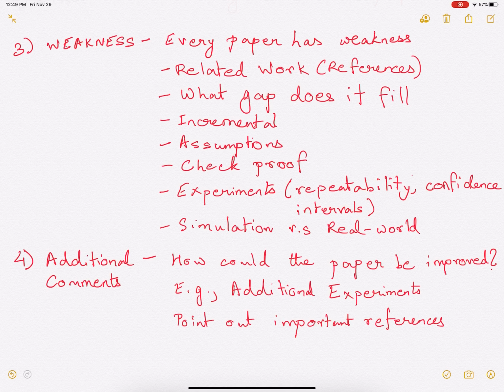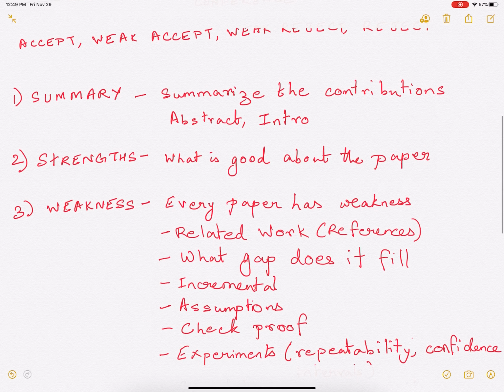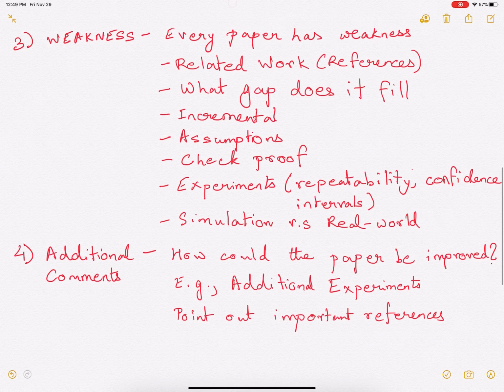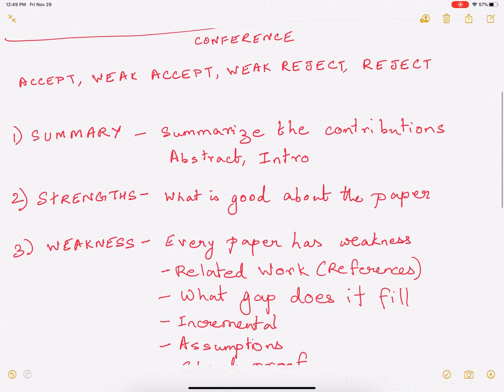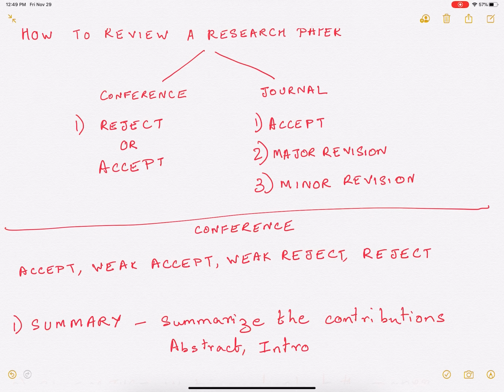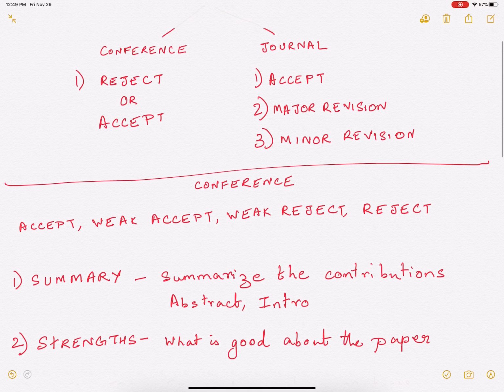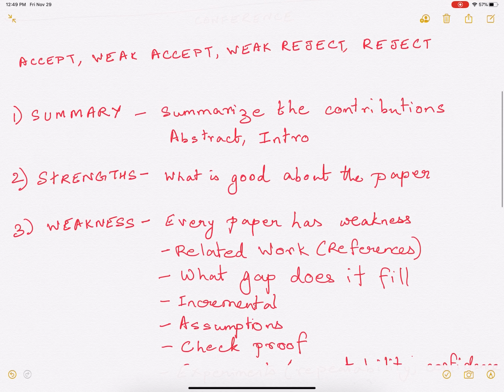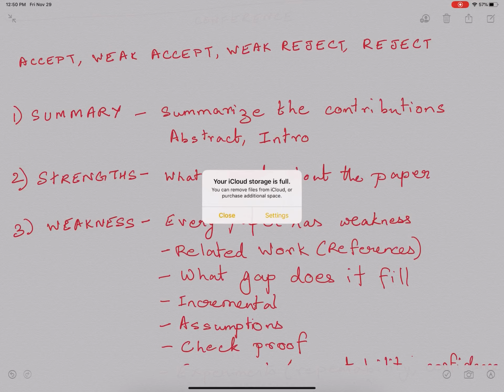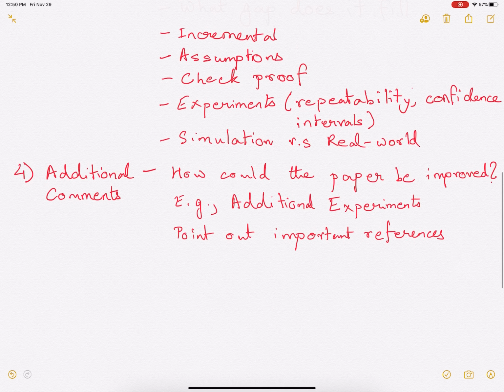Now remember that what we talked about were the summary, the strengths, the weakness, and the additional comments. Once you get to this stage of a paper, you will have to finally give your rating. Recall that we talked about conferences and journals, and we were mainly talking about conference style papers, because conferences have this thing about accepting or rejecting a paper. So at this stage, you'll also have to give your ratings.